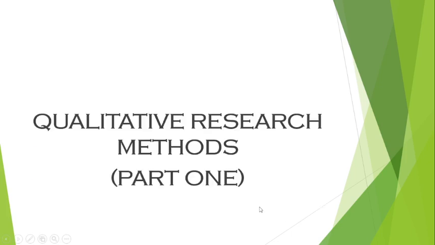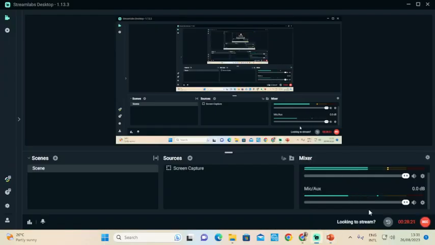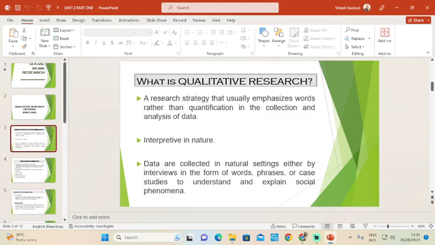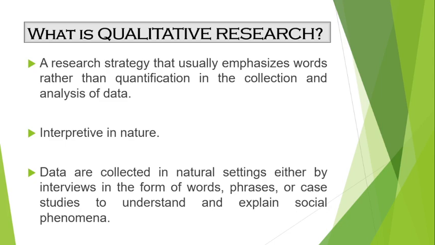Okay, let me continue. So here we are going to look at the qualitative research methods, which I have divided into 2 parts for you to understand it better. So what is qualitative research? It is a research strategy that usually emphasizes words rather than quantification in the collection and analysis of data, right? I'm sure you've heard of what qualitative research is. So it uses words rather than quantifying using figures in the collection and analysis of data. It is mostly interpretive in nature, right? Data are collected in natural settings, either by interviews in the form of words, phrases, or case studies to understand and explain social phenomena.